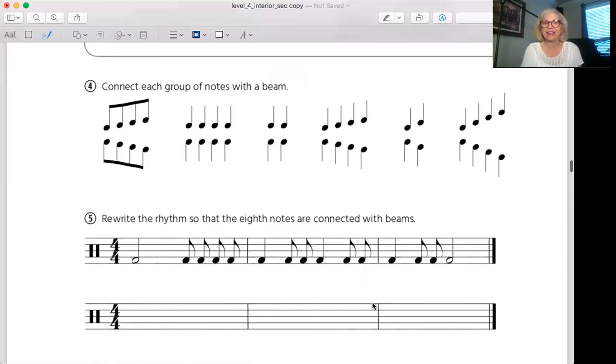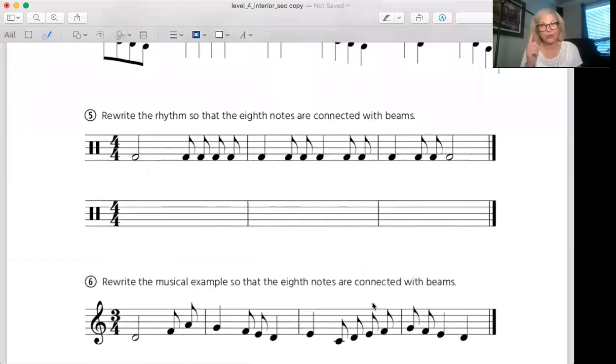Now that you're back, we've got kind of a brain twister for you. Question 5 says rewrite the rhythm so that the 8th notes are connected with beams. You can just copy your half note down here, and then you can draw note heads 1, 2, 3, 4. But instead of having them with a stem and a flag, you'll put a stem and the beams and make them look like they are beamed together. Pause your video, rewrite the rhythm.